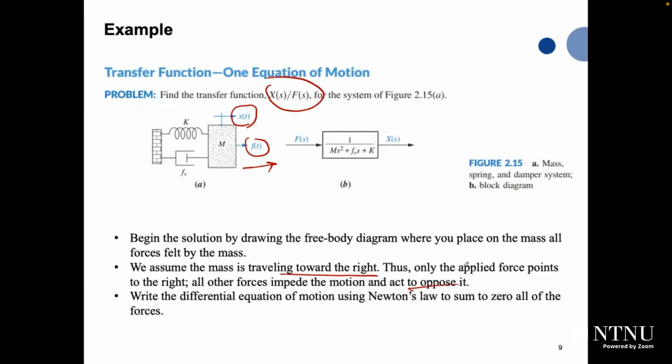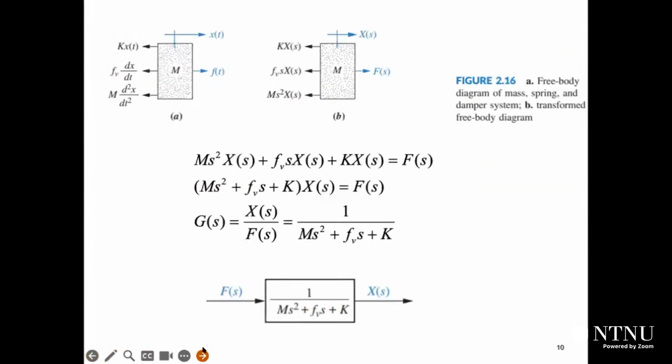So it will point to the other side, which is the left side. Write the differential equation of motion using Newton's law to sum to zero all forces. So now we need to solve this equation. First, this is a free body diagram. So we will draw the free body diagram, and then we will put all forces and inputs.